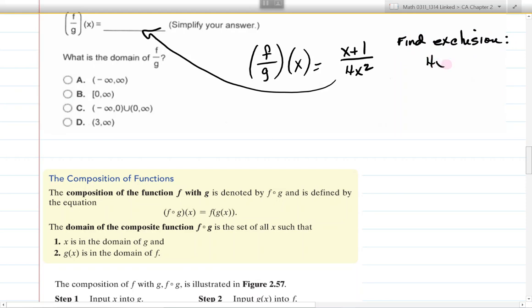If 4x squared equals 0, divide by 4, x squared is 0, and that means x is 0. That's your exclusion. In interval notation, it means the domain is all real numbers except 0. So it's from negative infinity to 0, union 0 to infinity. Now, by using a parenthesis here and a parenthesis here, that is telling in interval notation 0 is not included. So it is this one.